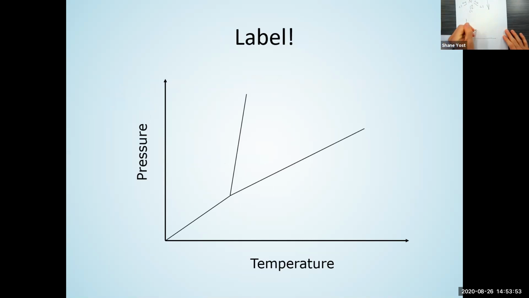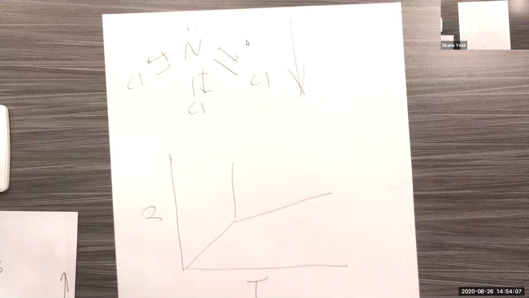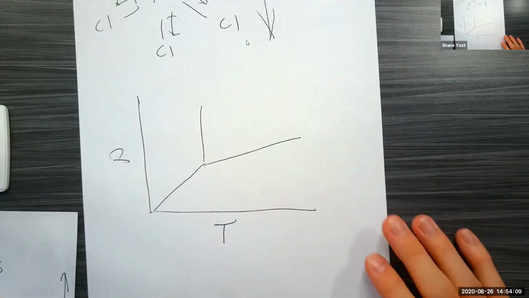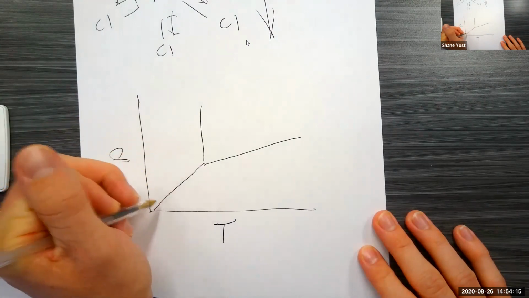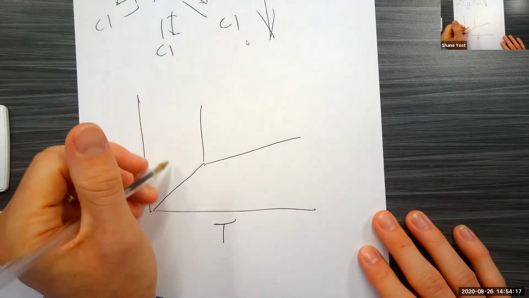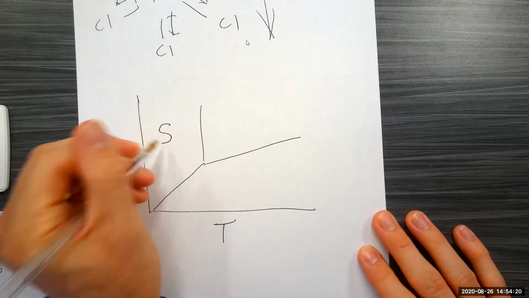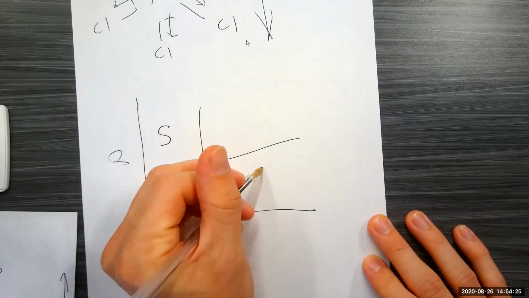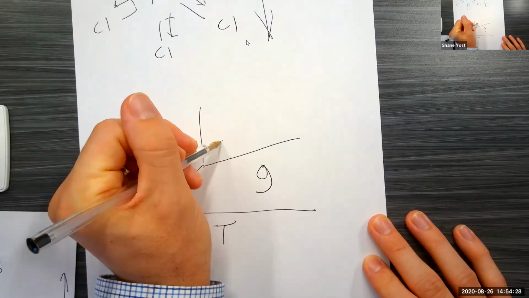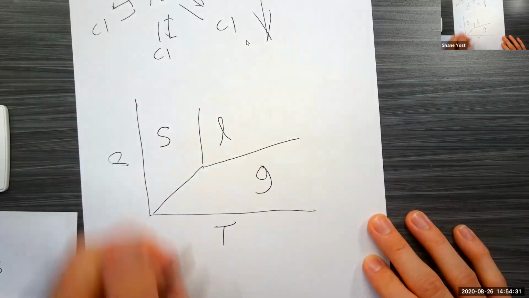So now let's label these phase diagrams. What is going to be in this upper region here? What phase is here at low temperatures and potentially high pressure? Solid phase. What's going to be down here? Gas phase. So this one's gas, and this one is the liquid phase.